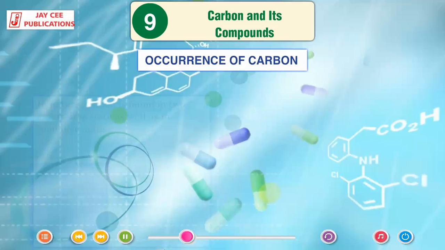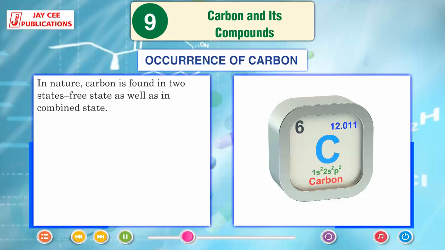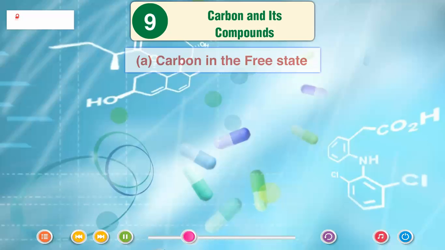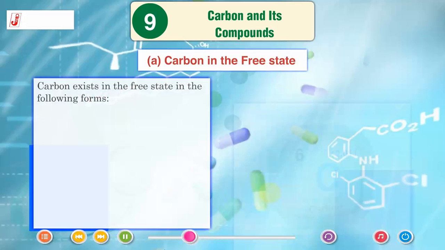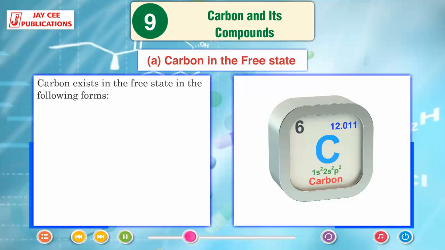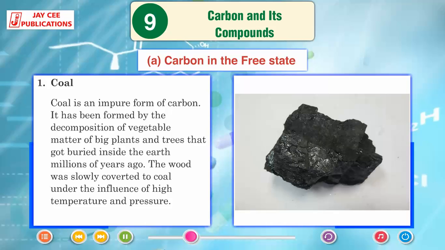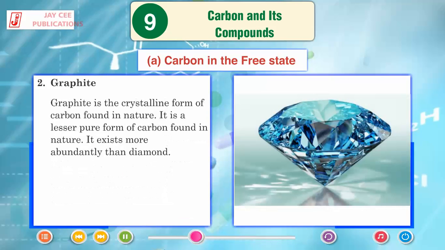Occurrence of carbon. In nature, carbon is found in two states, free state as well as in combined state. Carbon in the free state. Carbon exists in the free state in the following forms. Coal. Coal is an impure form of carbon. It has been formed by the decomposition of vegetable matter of big plants and trees that got buried inside the earth millions of years ago. The wood was slowly converted to coal under the influence of high temperature and pressure.